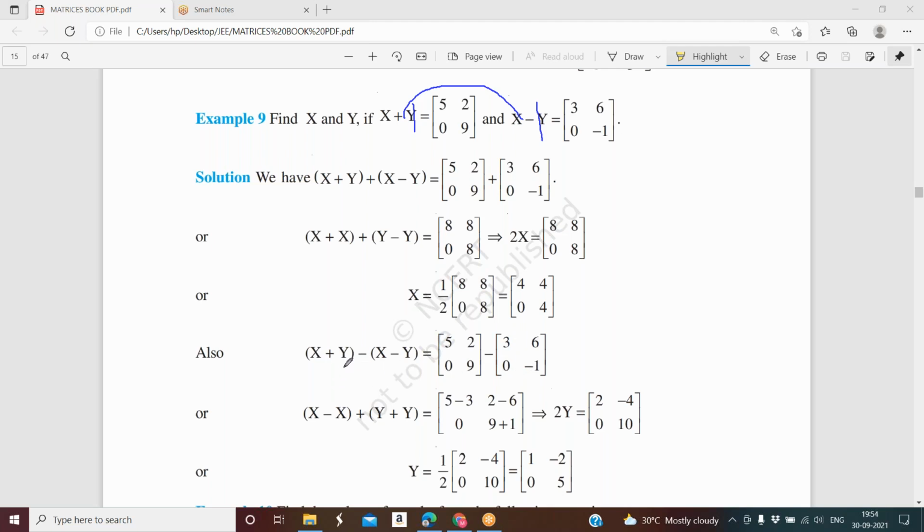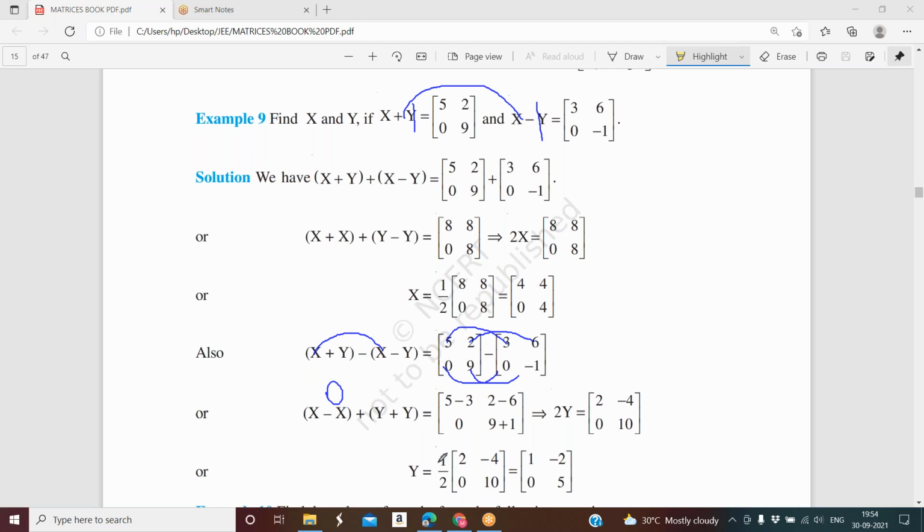If you subtract in the left hand side, then you will get x minus x plus y plus y, by the commutative law. This is a zero matrix. y plus y is 2y. Here I have to find the difference. So 5 minus 3, 2 minus 6, 0 minus 0, 9 plus 1. First you bring this minus inside. So it gives 9 plus 1. Simplify, you are getting 2, minus 4, 0, 10. This is actually 2y. I need y.